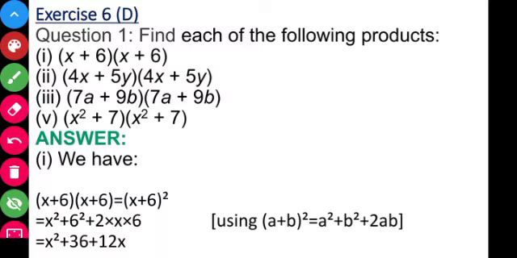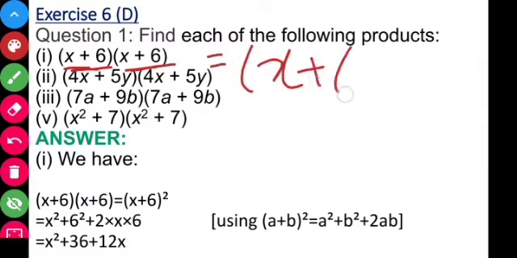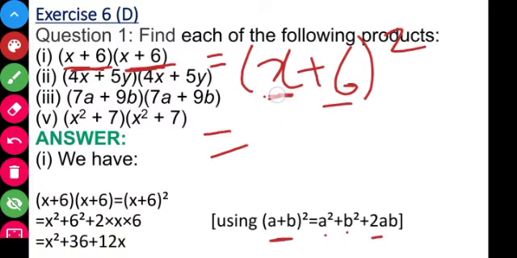It is given, find each of the following products. Okay, so the first question is given: x plus 6 into x plus 6. So you can write x plus 6 into x plus 6 as (x plus 6) whole square. So this is in the form of (a plus b) whole square. Now you know (a plus b) whole square is equal to a square plus b square plus 2ab. So this is in the form of that only. So this will be a square, at the place of a, x.